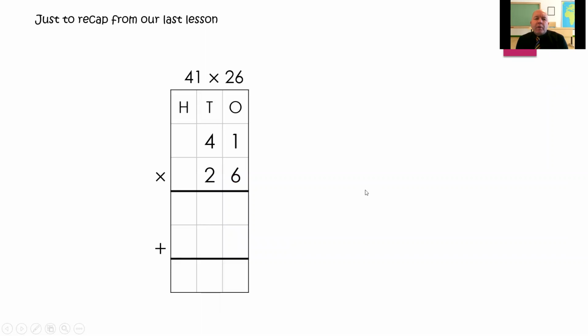Right, quick recap from last time. Remember, last time we were looking at 2-digit numbers multiplied by 2-digit numbers. This is how we set it up, keeping our columns nice and neat. So when you're working out, keep everything nice and straight. All your ones in one column, all your tens, all your hundreds, and so on. So we're going to start over here in the ones. Have a think, how would you work this one through?